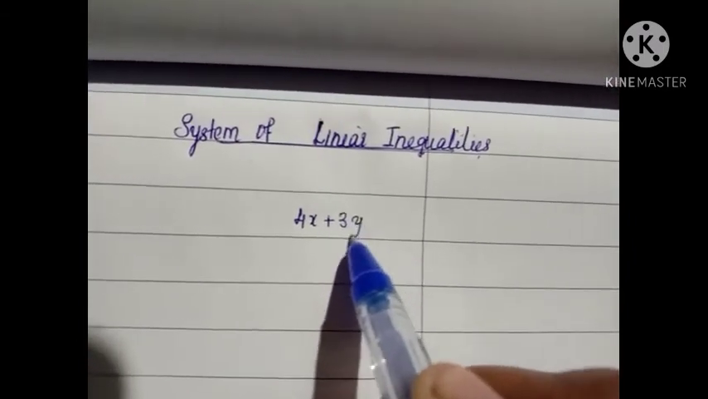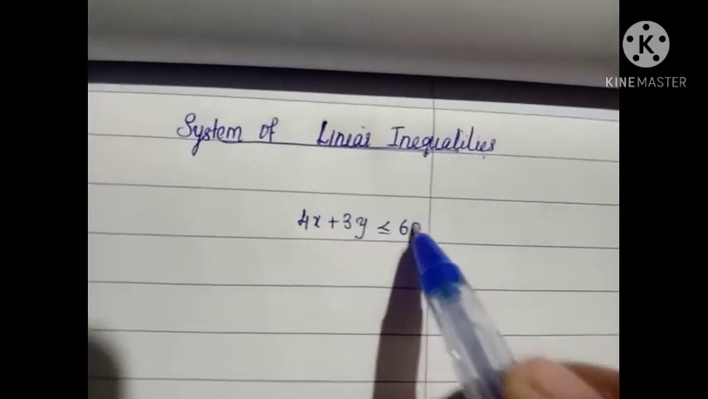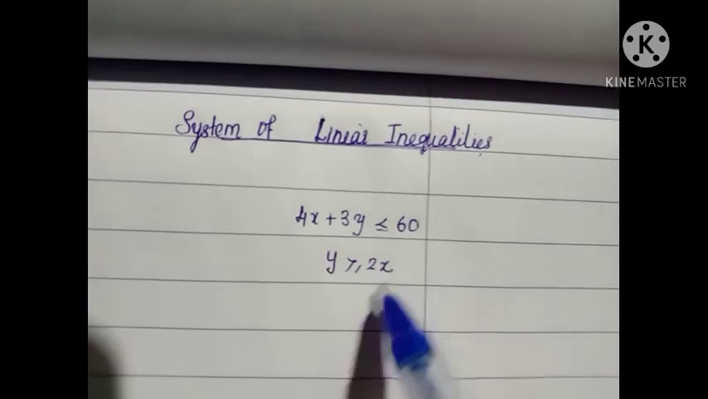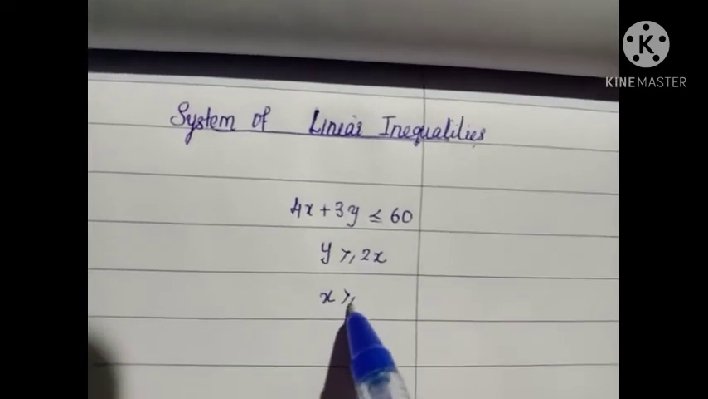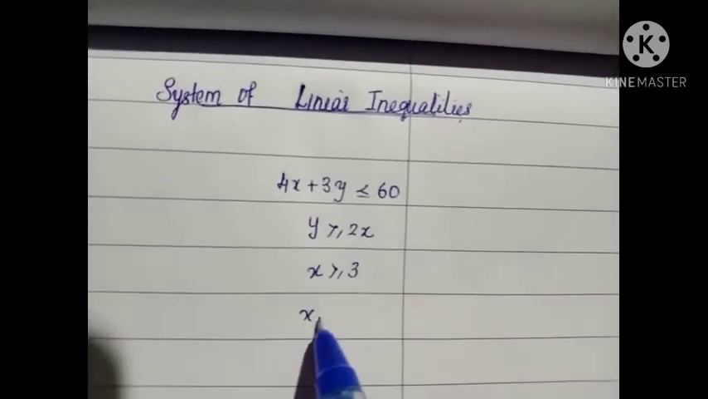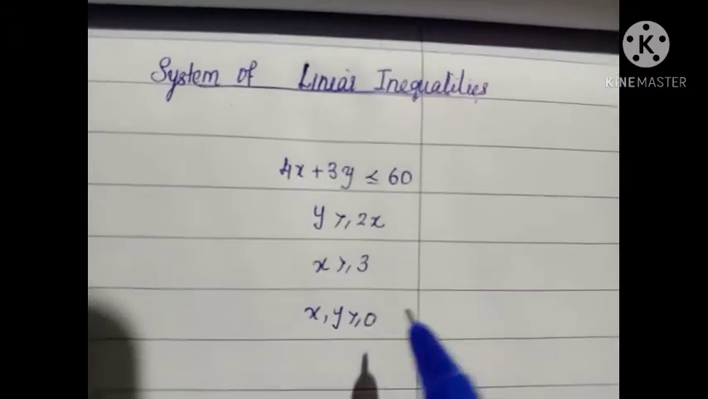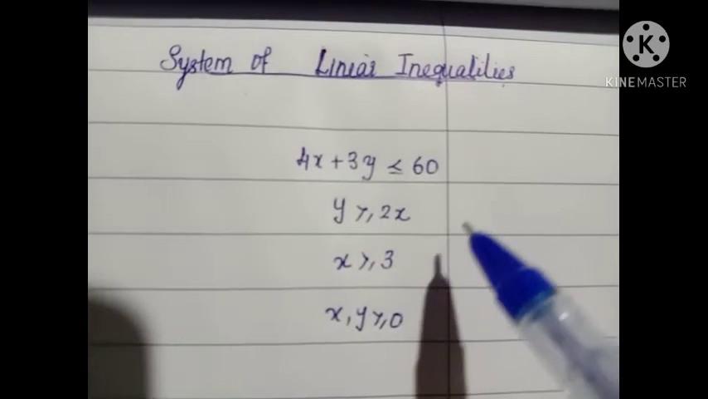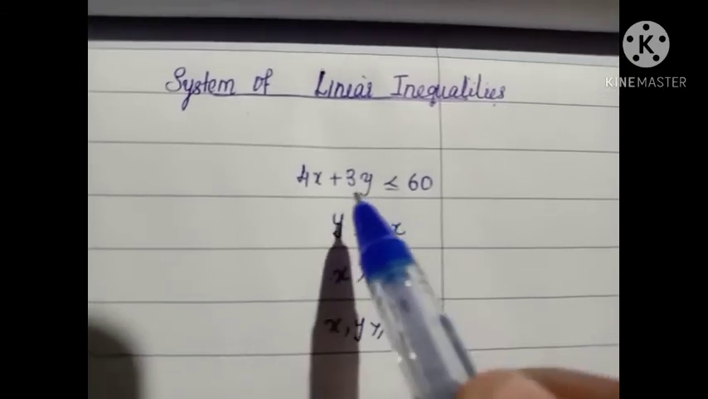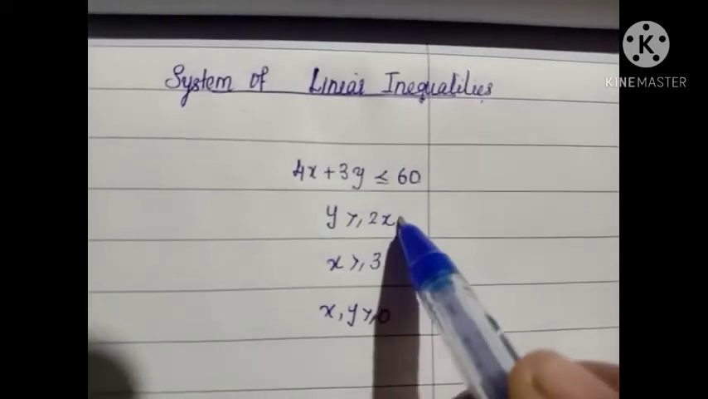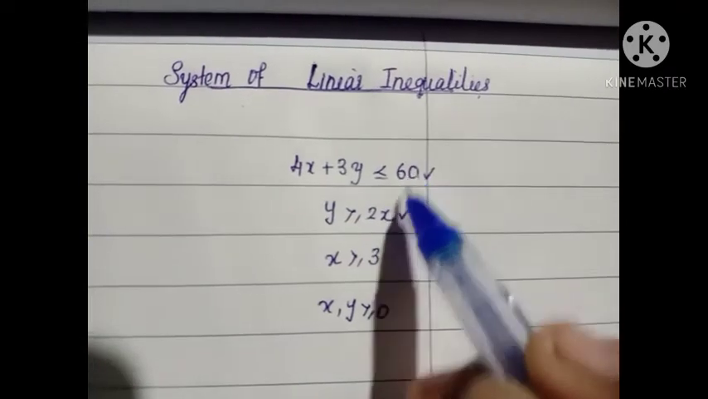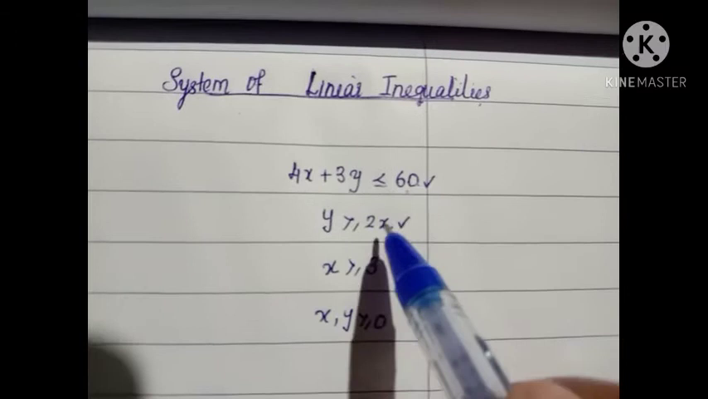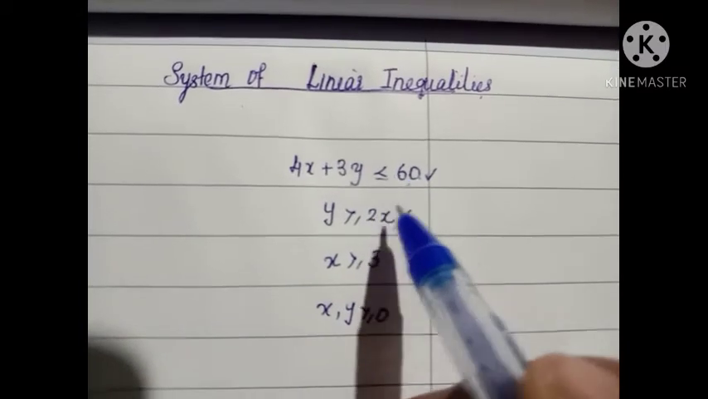4x plus 3y is less than or equal to 60. y is greater than or equal to 2x. x is greater than or equal to 3. x, y is greater than or equal to 0. So this is a system of linear inequalities. Listen, inequality 1 and inequality 2 are both linear inequalities in two variables and therefore we need to find the points or coordinates.